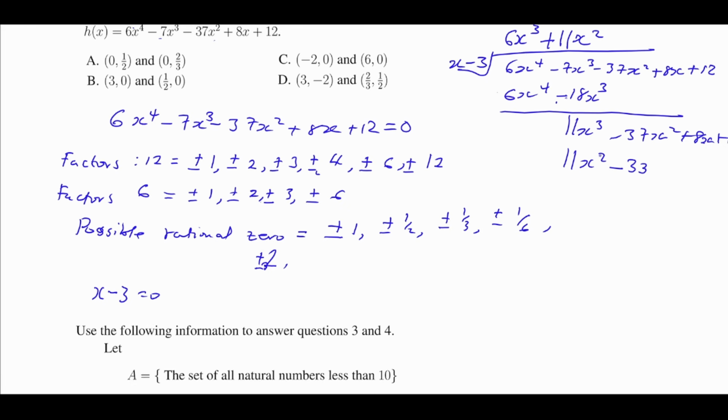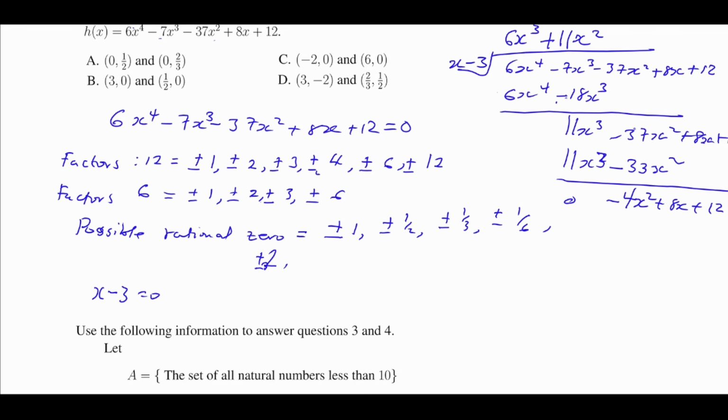So we have 11x cubed, sorry, minus 33x squared. Now when I do the math, I'm going to have 0. Then here I have negative negative, that will give me positive 33. When I add it to negative 37, I have negative 4x squared plus 8x plus 12.